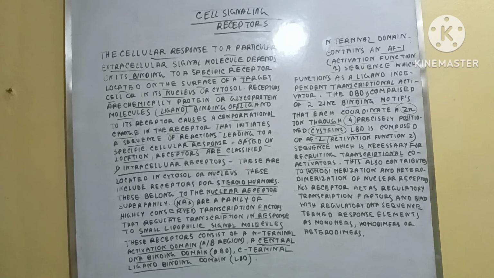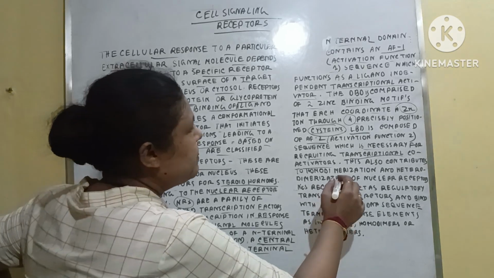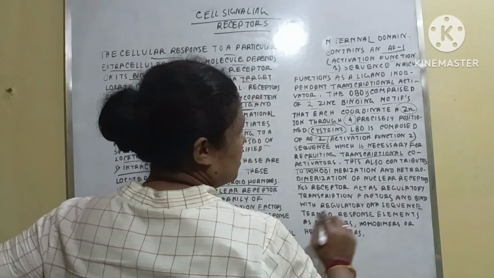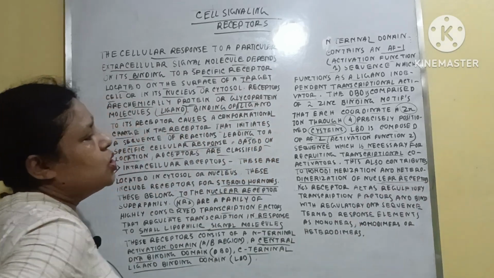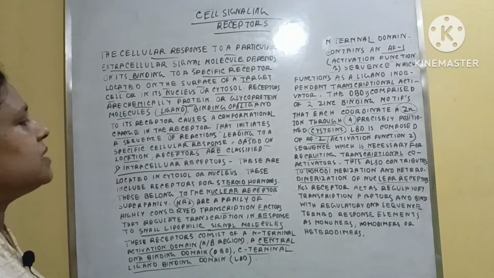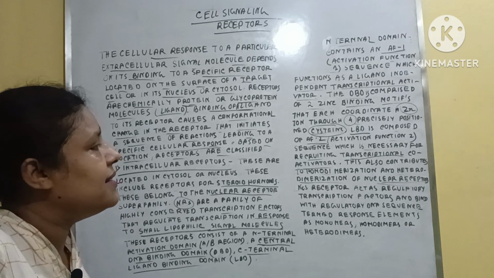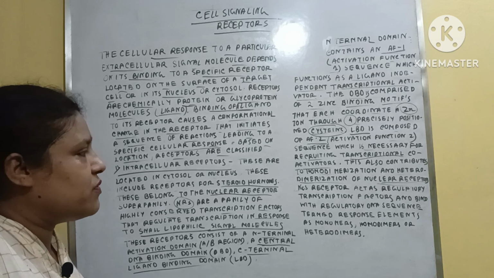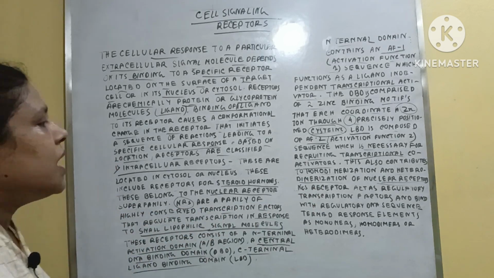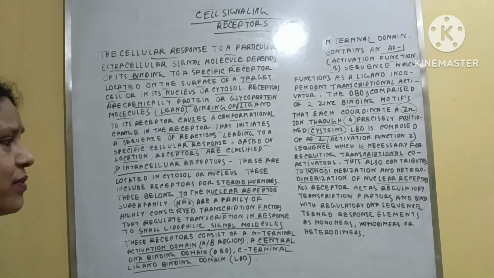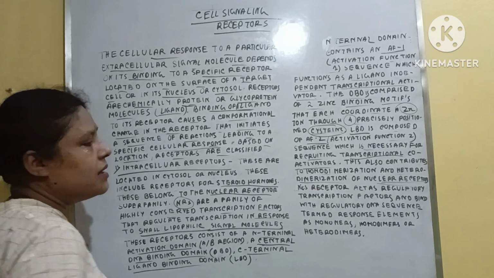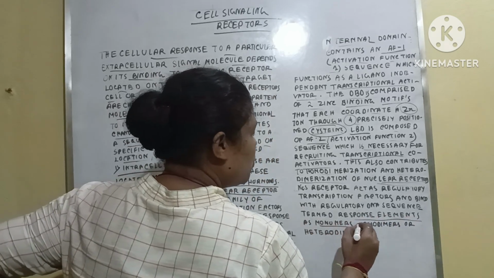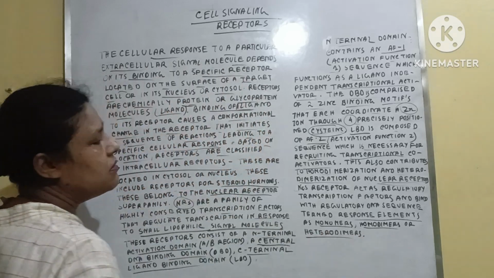This also contributes to homodimerization and heterodimerization of nuclear receptors. The homodimerization and heterodimerization processes are done by the nuclear receptors. And these nuclear receptors act as regulatory transcription factors with the regulatory DNA sequence, and this sequence is called the response element. These remain as monomers, homodimers or heterodimers.